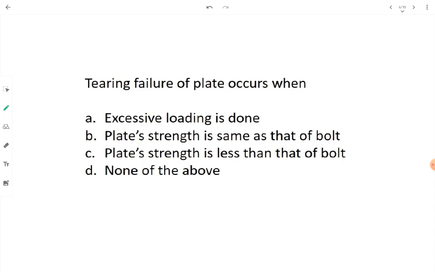Tearing failure of plate occurs when: excessive loading? No. Plate strength is the same as that of the bolt? No, that would mean a 50-50 probability that either the bolt or the plate may undergo tear. But option C, which says plate strength is less than that of the bolt, implies that tearing failure of the plate may occur. This is the correct answer. Since the bolt is stronger and the plate is weaker, there is a chance of failure of the plate, and specifically tearing failure. So let's tick this one: when plate strength is less than that of the bolt, tearing failure of the plate may take place.